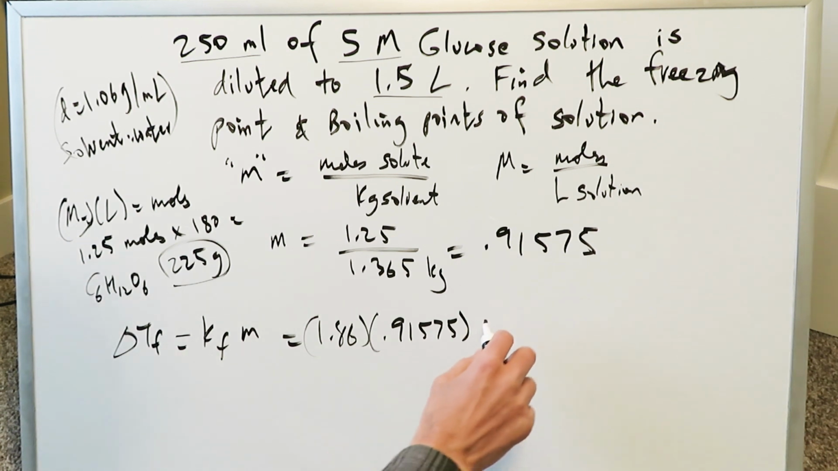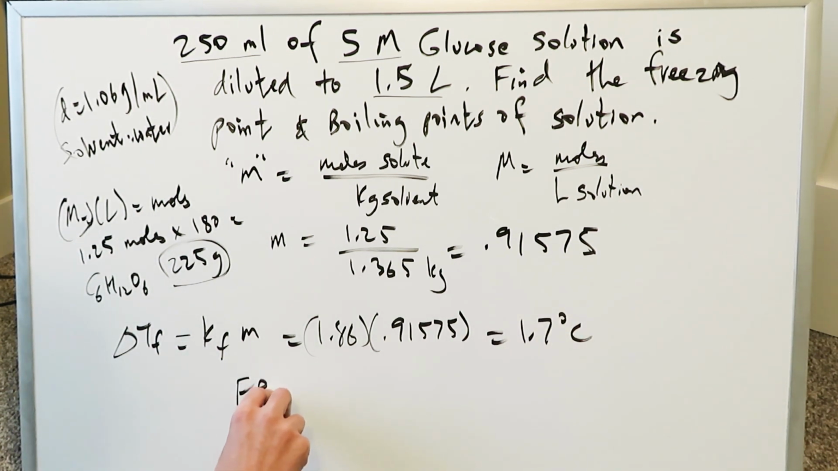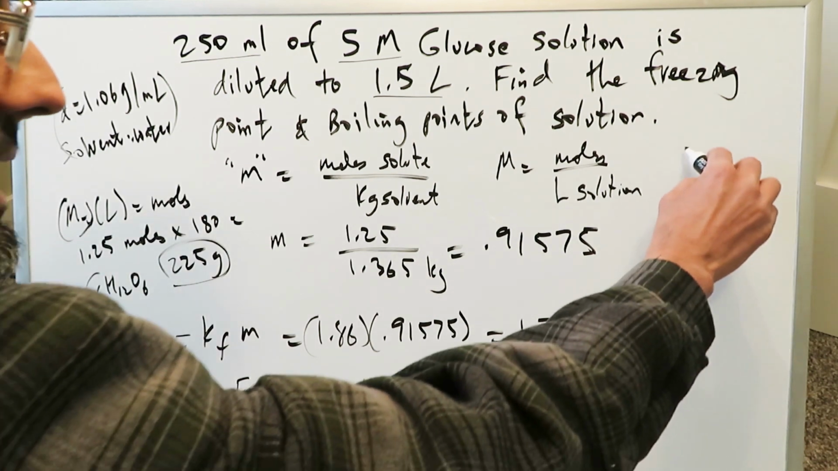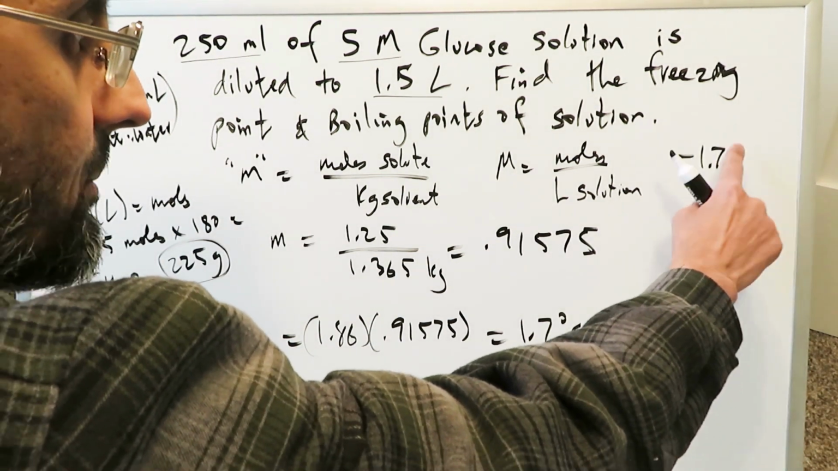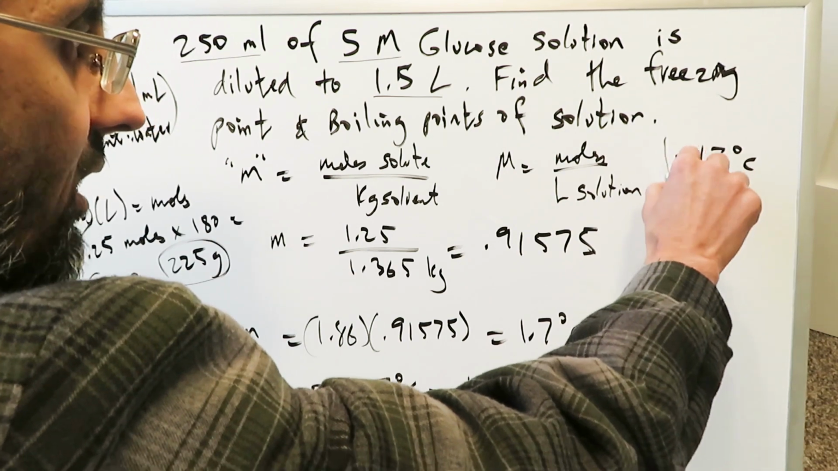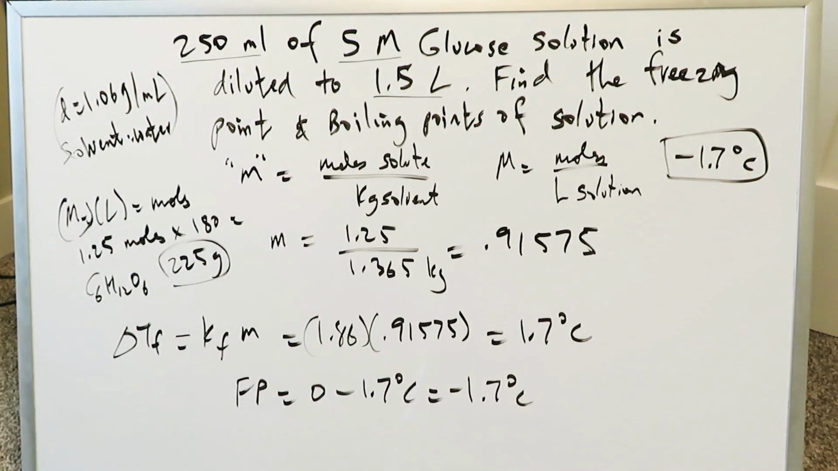What does this 1.7 mean? Well, it's the change in the freezing point. Our freezing point will be equal to 0 minus 1.7 degrees Celsius, which is minus 1.7 degrees Celsius. And that's my one answer right here. Minus 1.7 degrees Celsius is my new freezing point of this water solution in which you have a certain amount of glucose. That glucose has effectively depressed the freezing point.